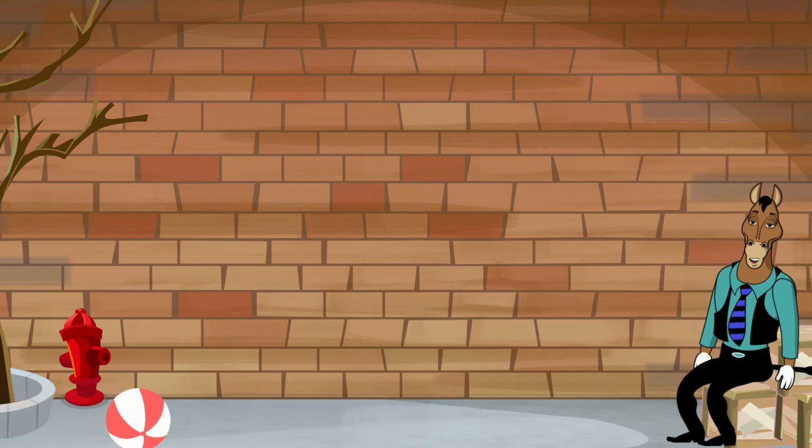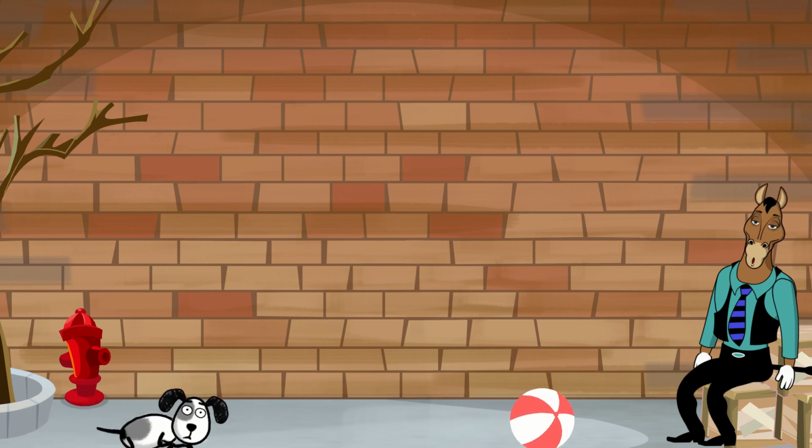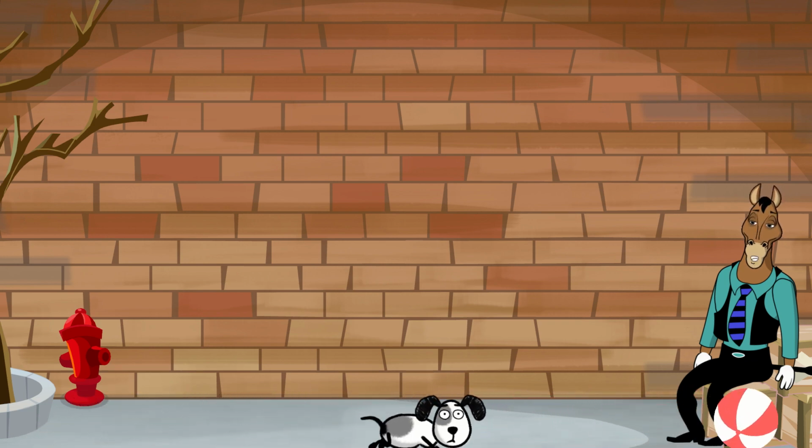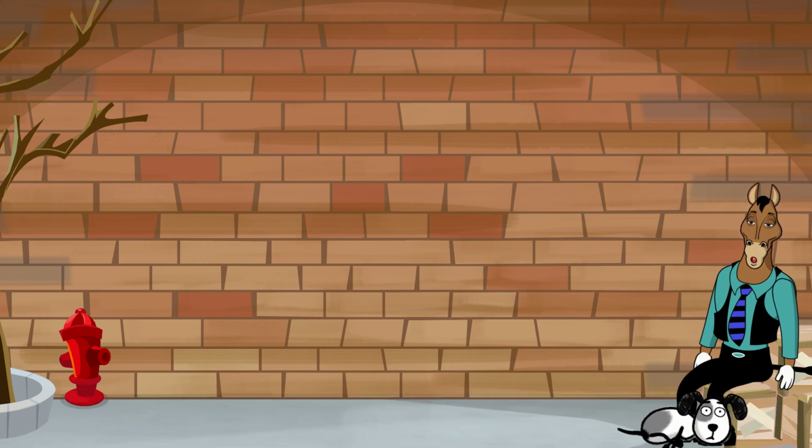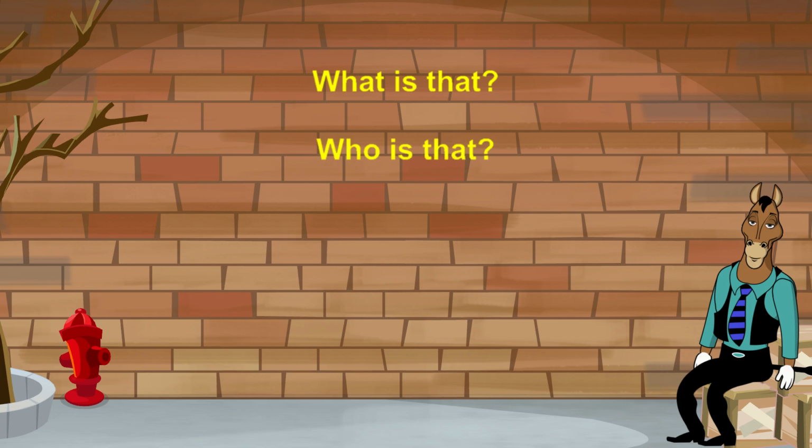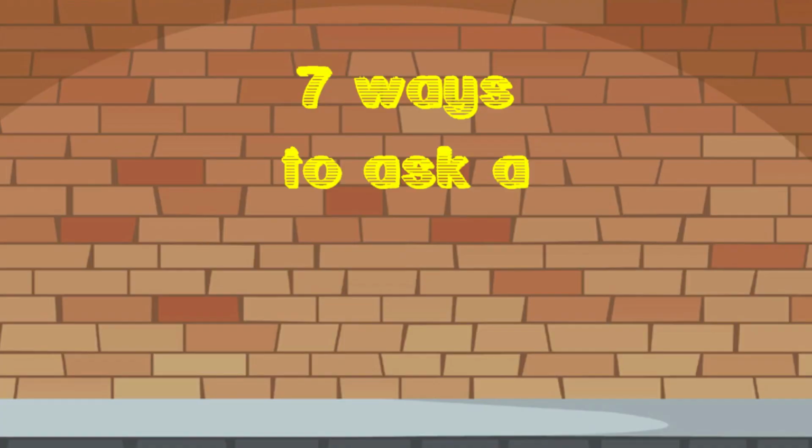Well, we know how to say this is a ball, ovo je lopta, and that is a dog, to je pas. But what if we didn't know that this was a ball and that was a dog? How do we ask, what is that? Who is that? Are you or is she? Let's look at 7 ways to ask a question.